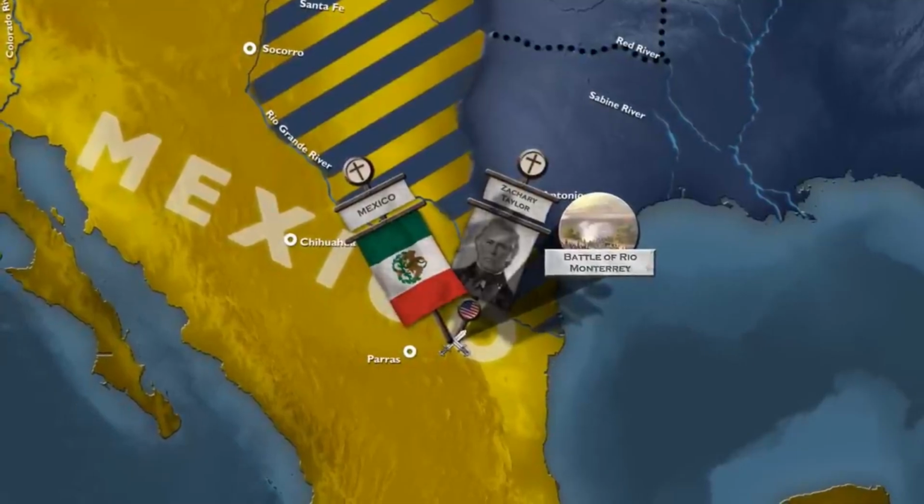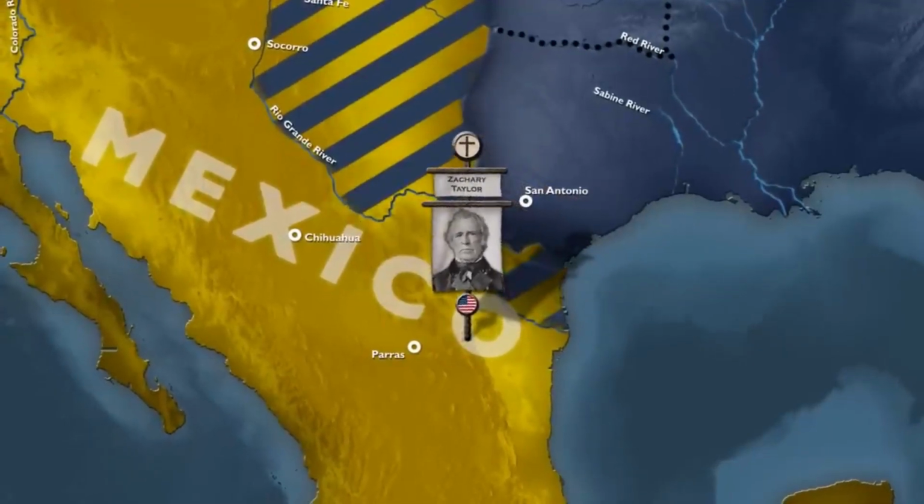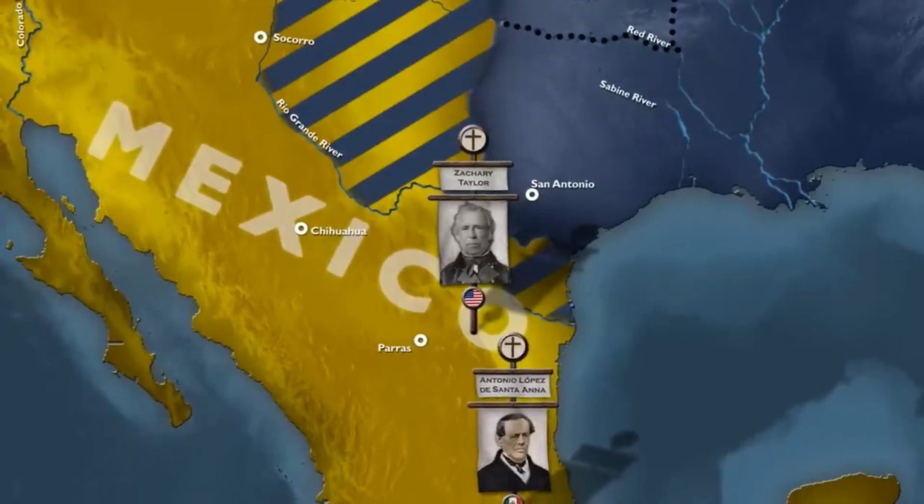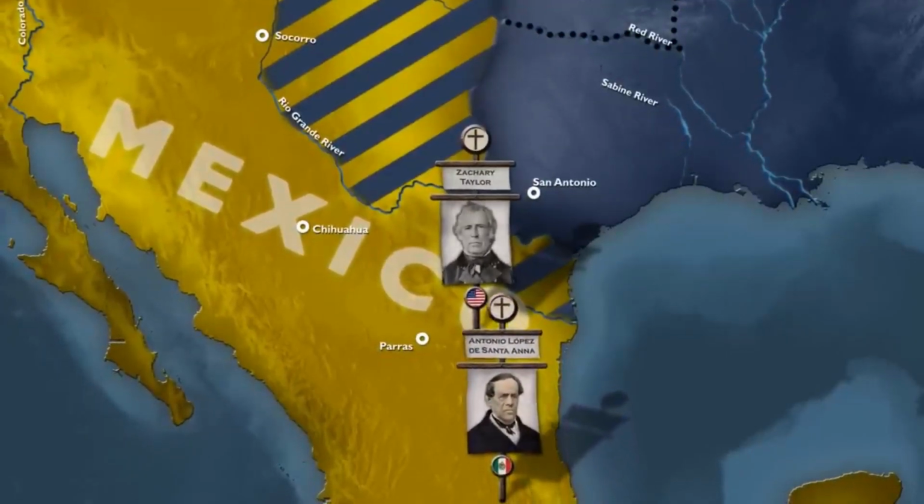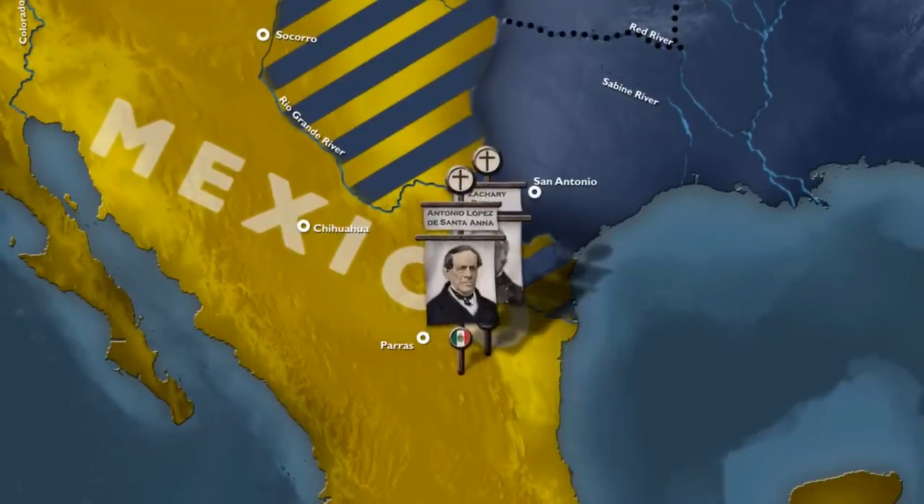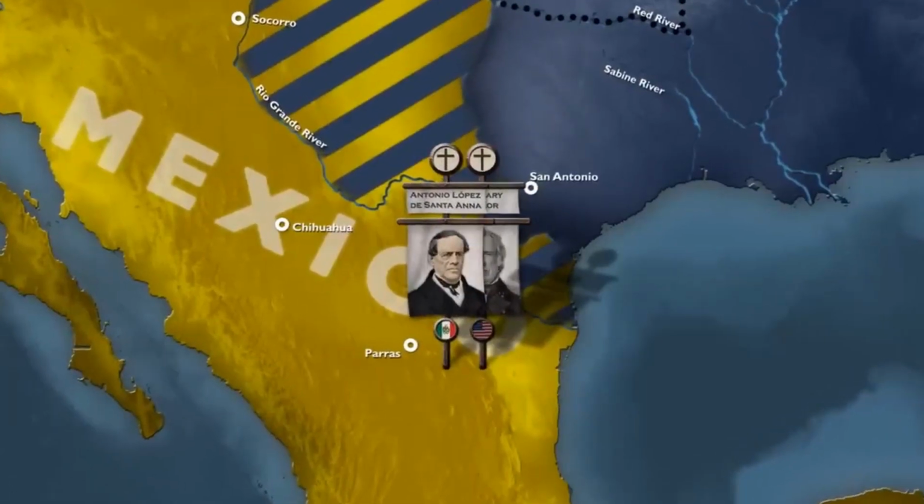After learning of political unrest in Mexico City, the Battle of Buena Vista became one of the defining moments of the war. Many historians have argued that if Santa Anna had continued the attack the following day, he might have achieved a decisive victory. Instead, the opportunity slipped away.